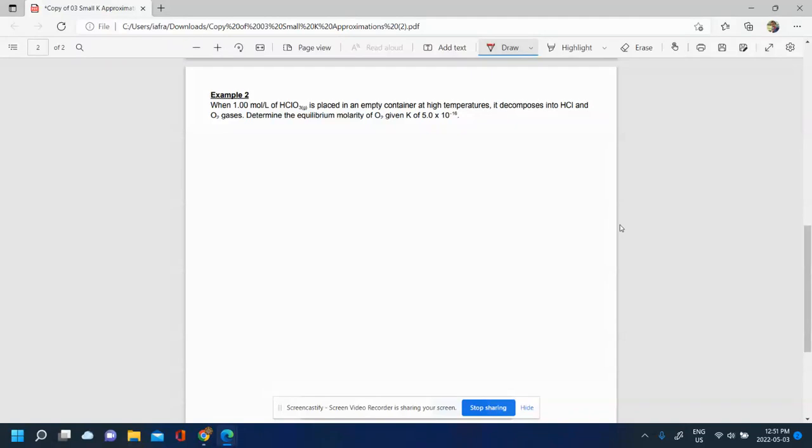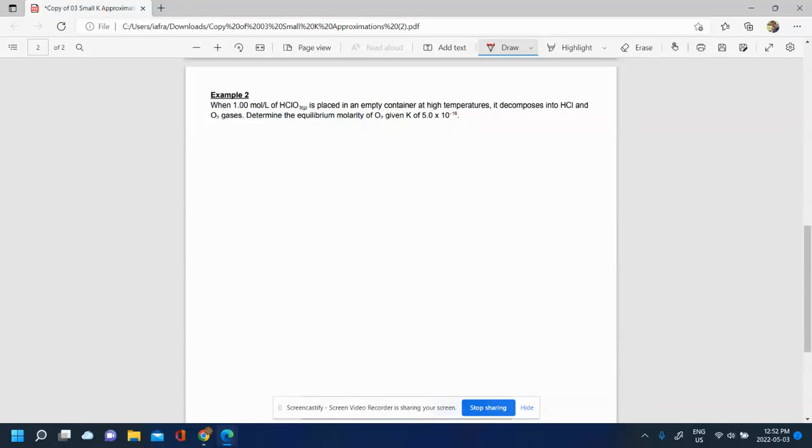So now we'll take up example 2. We always have to read the whole question. When 1.0 moles per liter of HClO3 is placed in an empty container at high temperatures, it decomposes into HCl and O2 gases. So they're both gases. Determine the equilibrium molarity of O2 given K is equal to 5.0 times 10 to the power of negative 16.